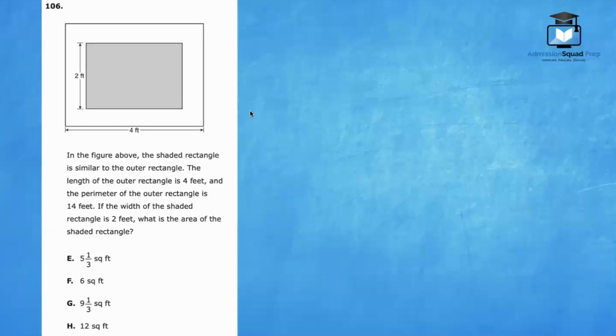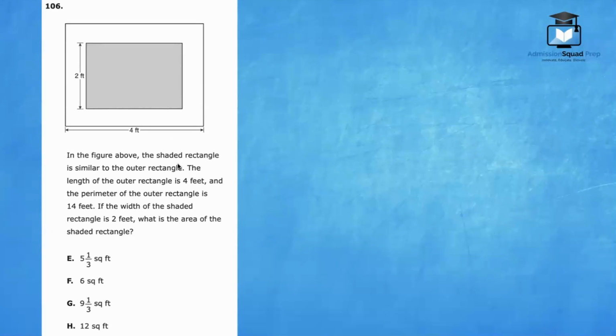Number 106. In the figure above, the shaded rectangle is similar to the outer rectangle. The length of the outer rectangle is 4 feet and the perimeter of the outer rectangle is 14 feet. If the width of the shaded rectangle is 2 feet, what is the area of the shaded rectangle?